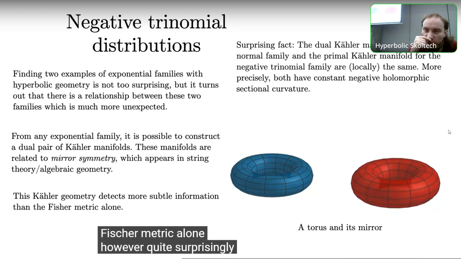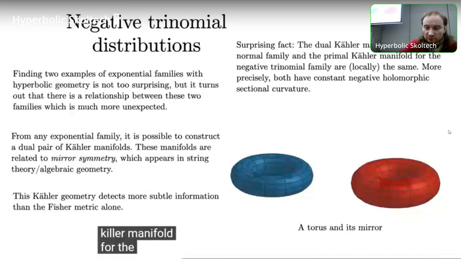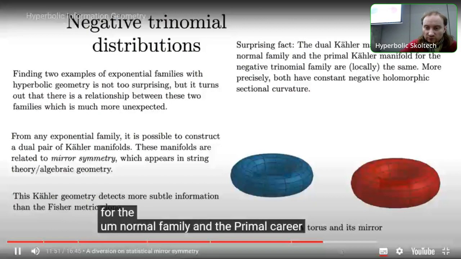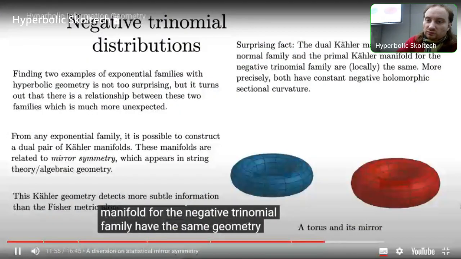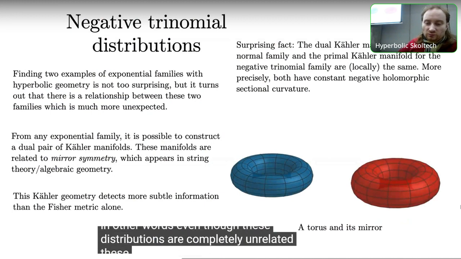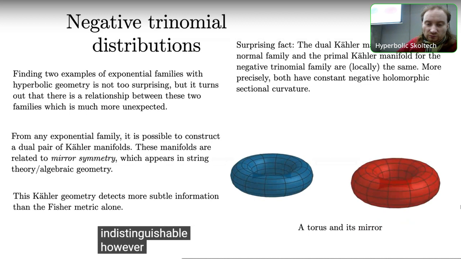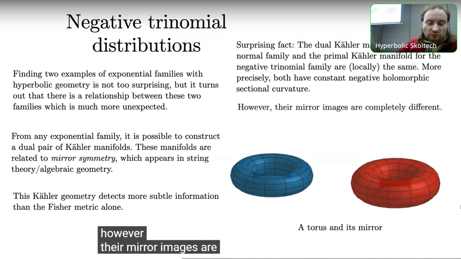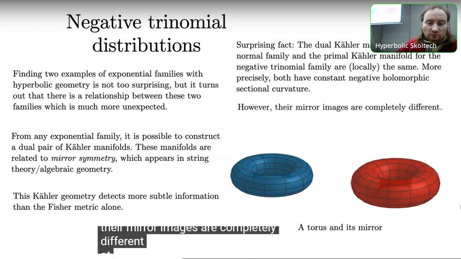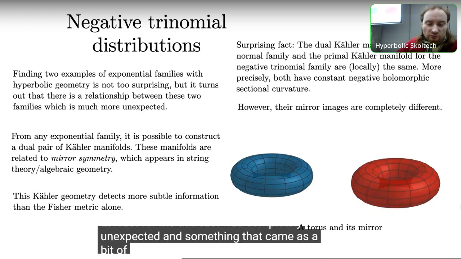However, quite surprisingly, the dual Kähler manifold for the normal family and the primal Kähler manifold for the negative trinomial family have the same geometry, at least locally. In other words, even though these distributions are completely unrelated, these two spaces end up being locally indistinguishable. However, their mirror images are completely different. Honestly, for me, this fact was completely unexpected and came as a bit of a surprise.